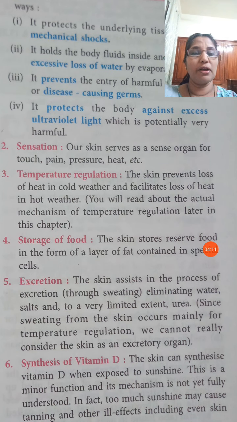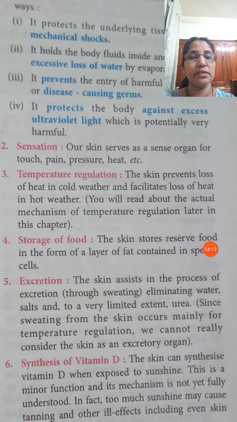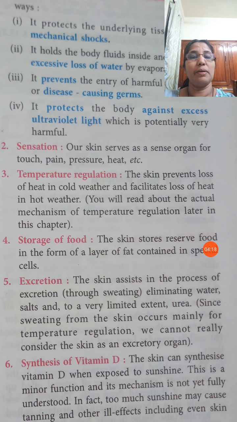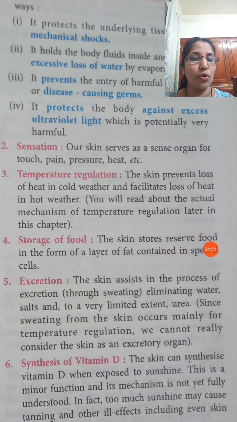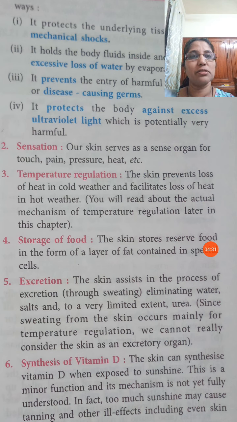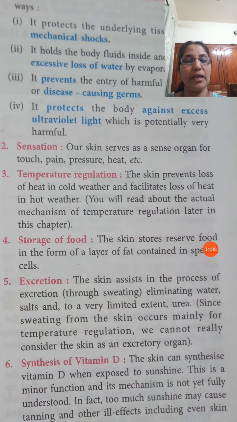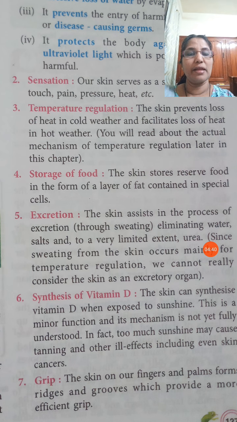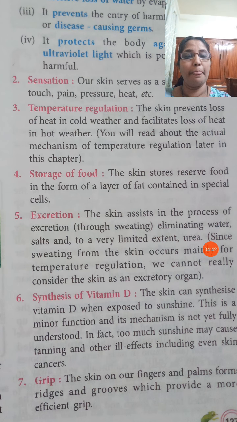It is giving out through the sweat. It eliminates, it gives out excess water, some salt and some urea. Urea usually is thrown out by the kidney, but at the time of sweating, some of the urea and the excess salt, water, etc. also escape out through the skin. Then again, we know that the skin can synthesize vitamin D.